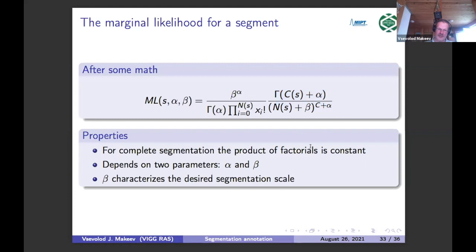So there are two parameters, alpha and beta, and beta characterizes the desired segmentation scale. So in this case, you don't even need to introduce a regularization parameter. You can play with those parameters alpha and beta. By changing this beta parameter, you can select the desired segmentation scale. You've got enough parameters in your prior distribution to do this. So you've got beta to the power alpha here. It's kind of like the regularization parameters which were introduced more or less artificially when we considered the Bernoulli case.